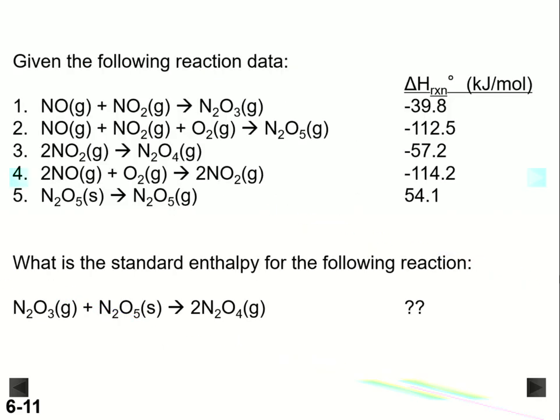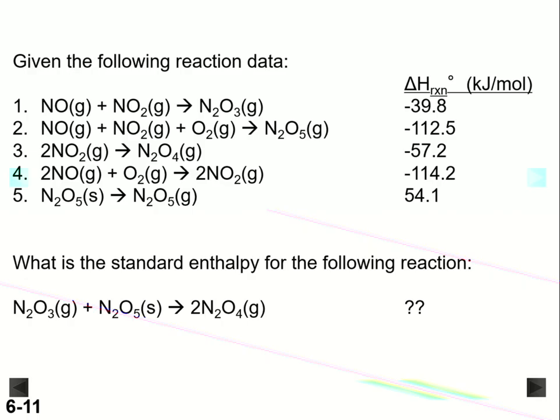So let's take an example. This is a bit of a complex example. Given the following reaction data, you see you've got 5 reactions here. The first one, nitric oxide plus nitrogen dioxide, gives us dinitrogen trioxide. Delta H of reaction is shown on the right-hand side, negative 39.8 kilojoules per mole.